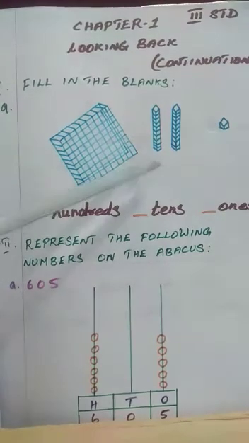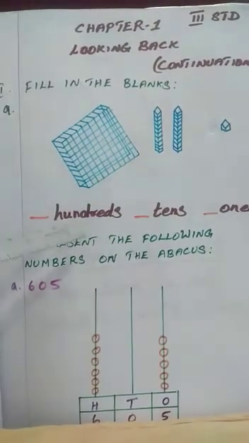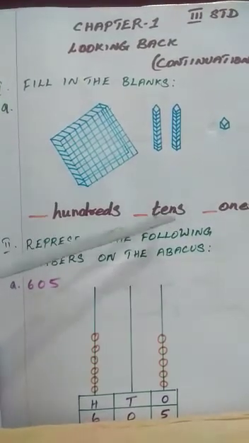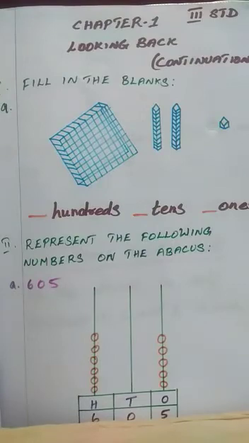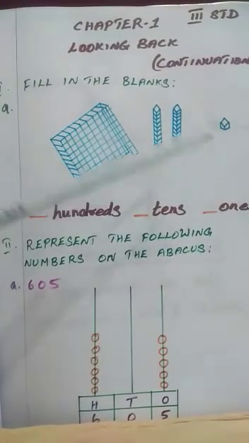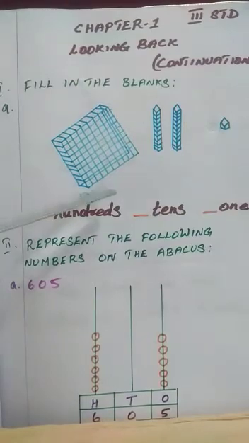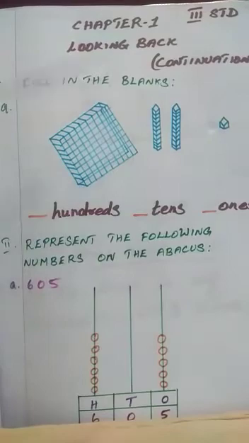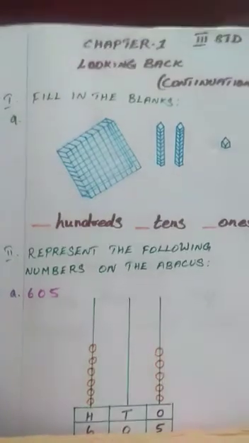Now see the picture. How to fill in the blanks. Okay. See the dash hundreds, dash tens and dash ones. You have to fill. How will you fill? See that one. How many hundreds are there? 1 hundred. How many tens? 2 tens and 1 ones.